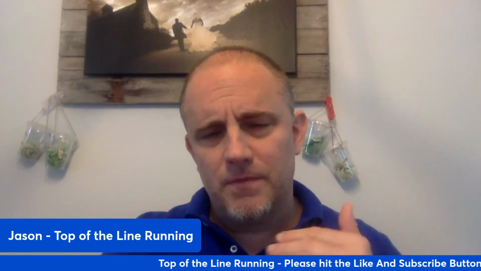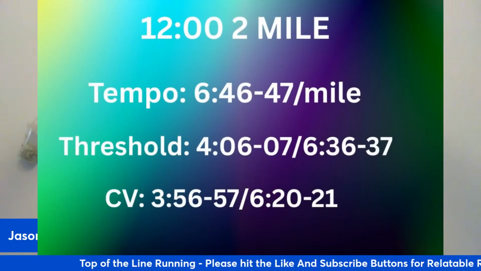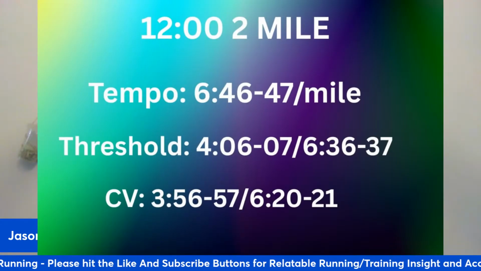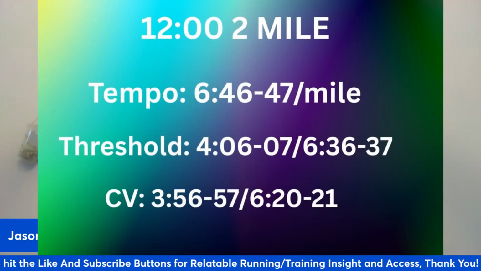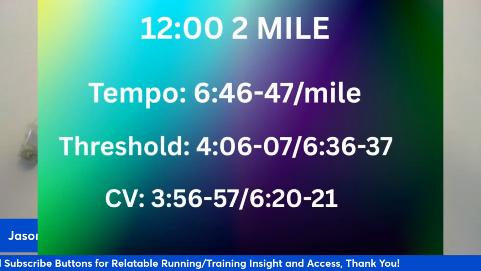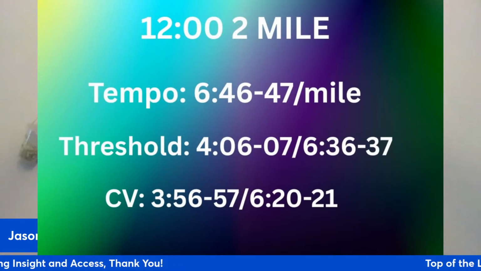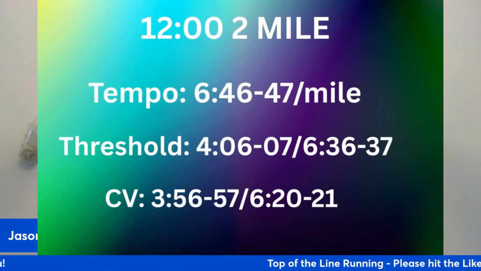We'll get right into this. For the 12-minute 2 mile, tempo runs, we're looking to build it towards 6:46 to 6:47 per mile. And I've got videos on this channel on how to build tempo runs from scratch to 20 to 25 minutes and even 30 minutes. So I would encourage you to take a look at them if you want an idea on how to build.